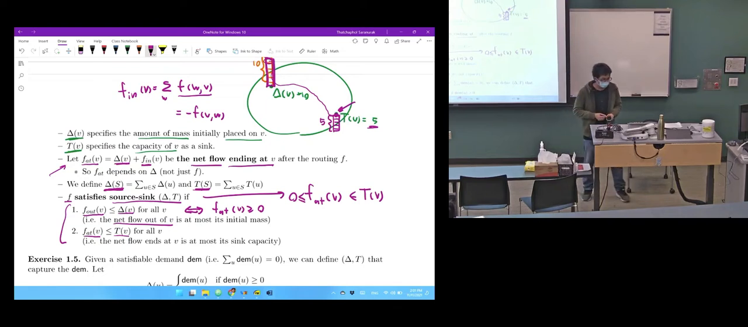So it's like after you flow F, the amount of flow that ends at each node is not negative, and it doesn't exceed the sink capacity at each node.